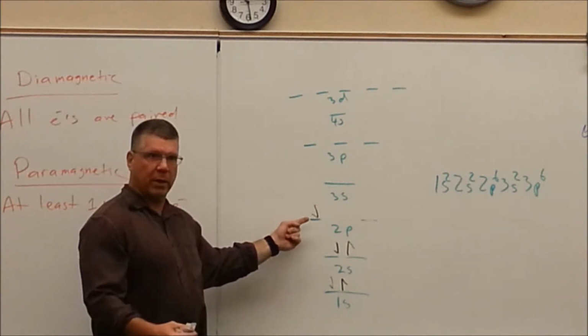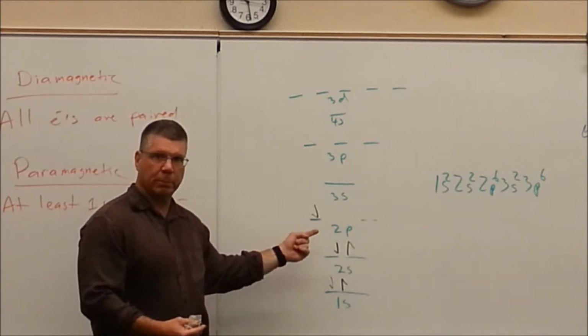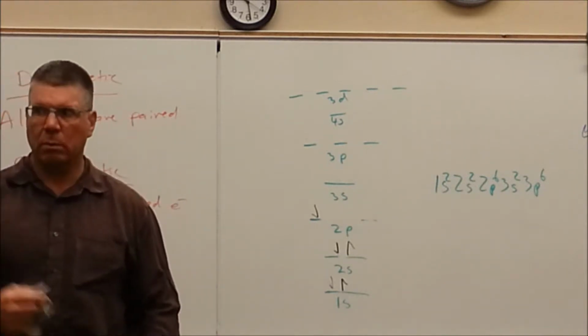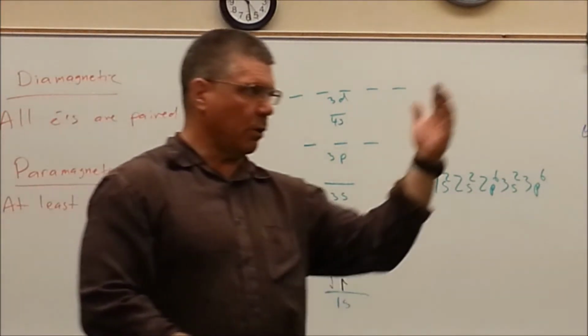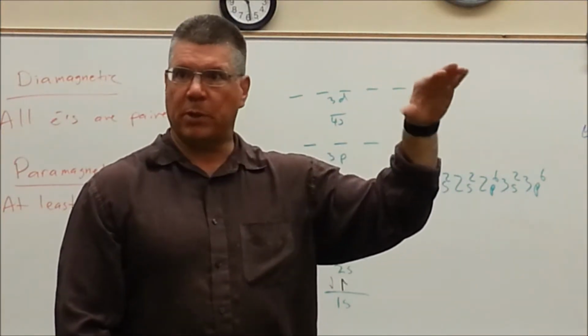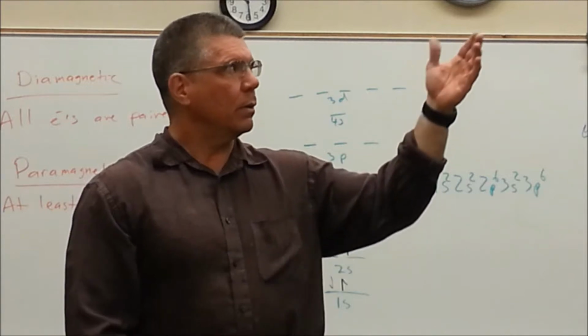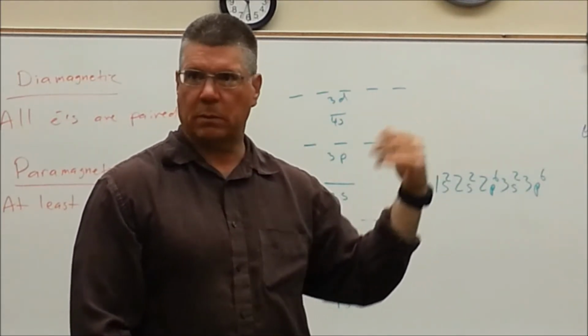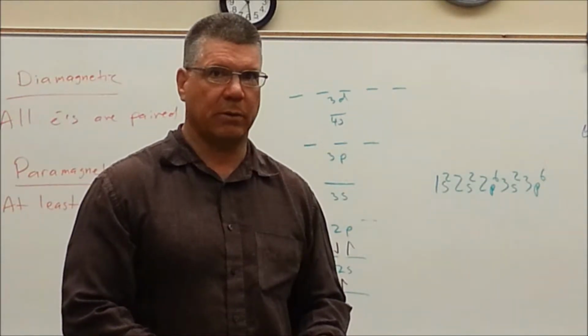Do you see the pattern now? Can you predict what aluminum would be? What would it end in? It's in the third row, so it's going to end in 3, and it's right below boron, so it's going to be p1. Gallium, 4p1, and so on. Have you guys seen that pattern?